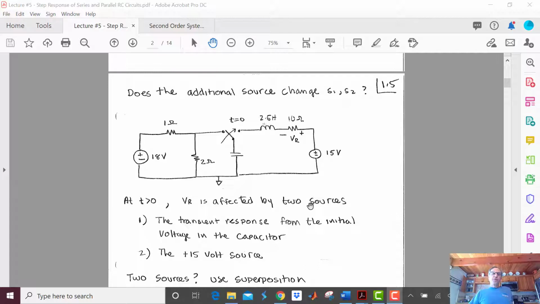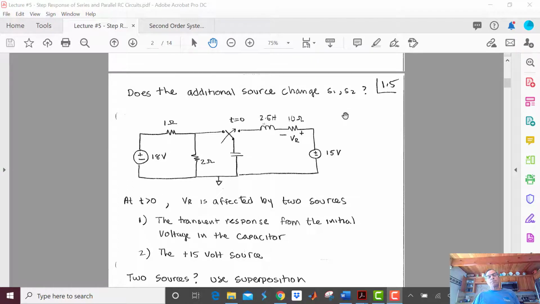But before we do that, let's just look at this circuit here. So at t greater than 0, V sub r is affected by 2 sources. Here's V sub r. I've got a source here. I've got a source here. So this voltage across the resistor is going to come from 2 sources. I've got this source and I've got this source.